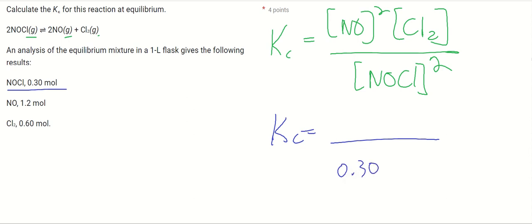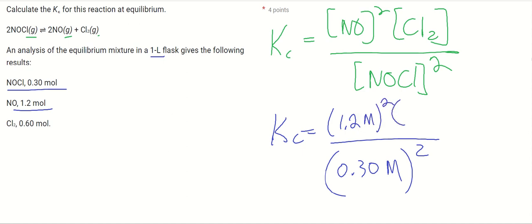0.30. This is molar because this is a 1 liter flask. It doesn't matter because Kc doesn't have units anyway. But anyway, we're going to need to square that. And on the top, let's get 1.2 up here. Square that, and then the concentration of chlorine is 0.60. All right, so let's punch these numbers in our calculator.